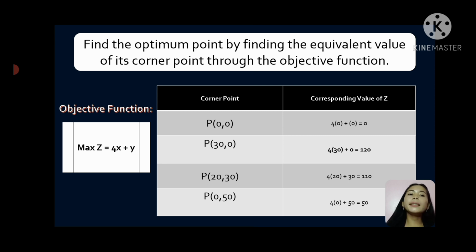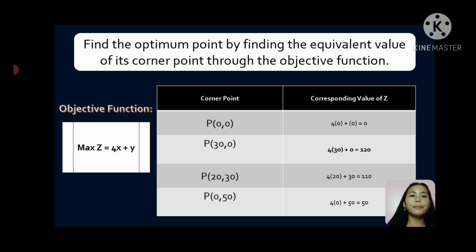For the next corner point, 30, 0: 4 times 30 plus 0 is equal to 120. Next corner point, 20, 30: 4 times 20 plus 30 will be equal to 110. For the last corner point, 0, 50: 4 times 0 plus 50 would be equal to 50.